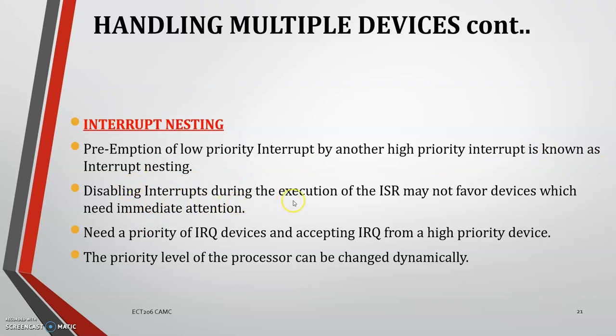So disabling interrupts during the execution of an ISR may not favor devices which need immediate attention, and accepting interrupt requests from high priority devices. So the priority level of the processor can be changed dynamically.